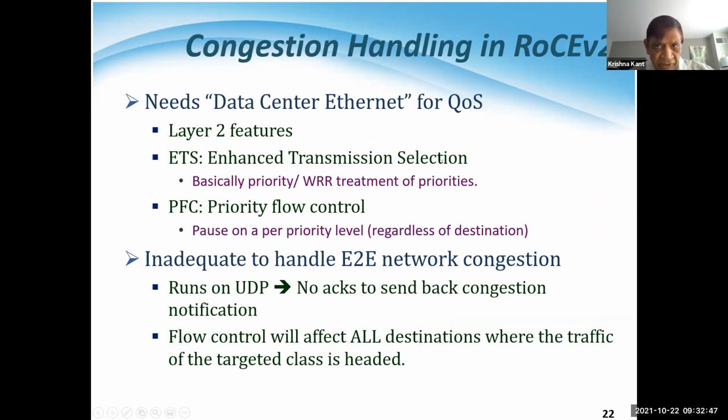So there is some congestion handling in RoCE. It uses some data center Ethernet features in terms of the priority flow control and QoS classes. But data center Ethernet is a layer 2 feature. It's not really a higher layer feature. And the other problem is that since RDMA runs on UDP, there are no ACKs. So for example, an ECN-like mechanism will not work directly in this case.